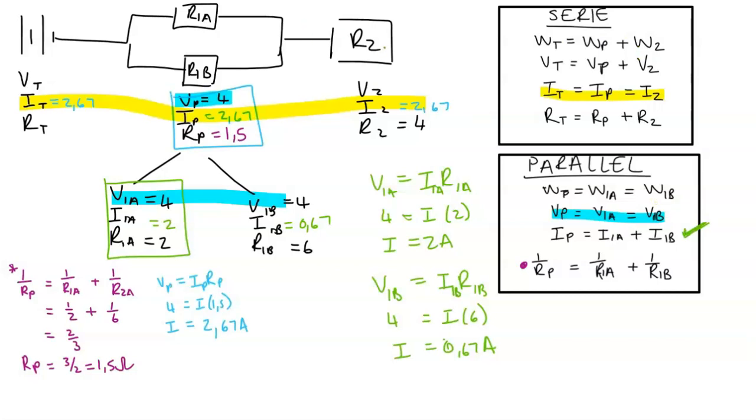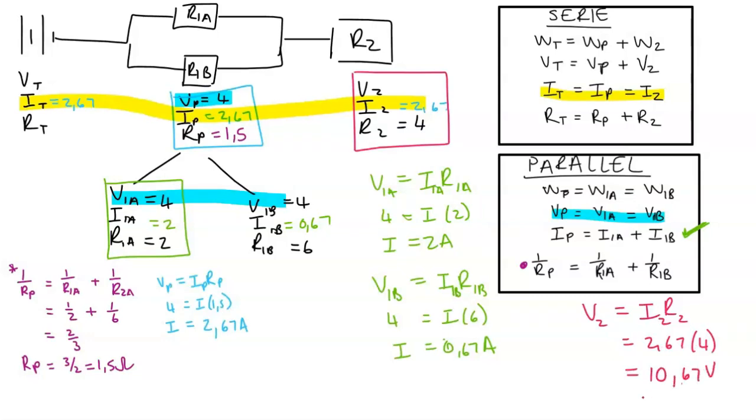So R2 we can also use now because we have 2 out of the 3 variables. Let's make this one pink. I'm working with the values of R2 now. I want to determine V2. I is 2.67 and that one is 4. So now I get 10.67 volts. And we can add that there.